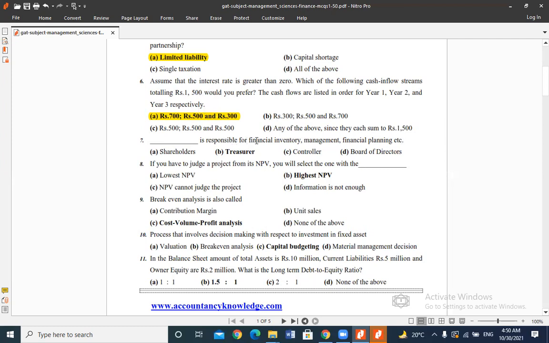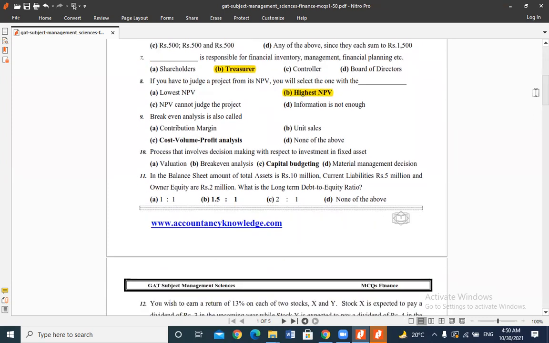Now dash is responsible for financial inventory management, financial planning, so it will be the treasurer. If you have to judge a project from its NPV, you will select the one with the highest NPV. Break-even analysis is also called cost volume profit analysis. The process that involves decision making with respect to investment in fixed assets is capital budgeting.